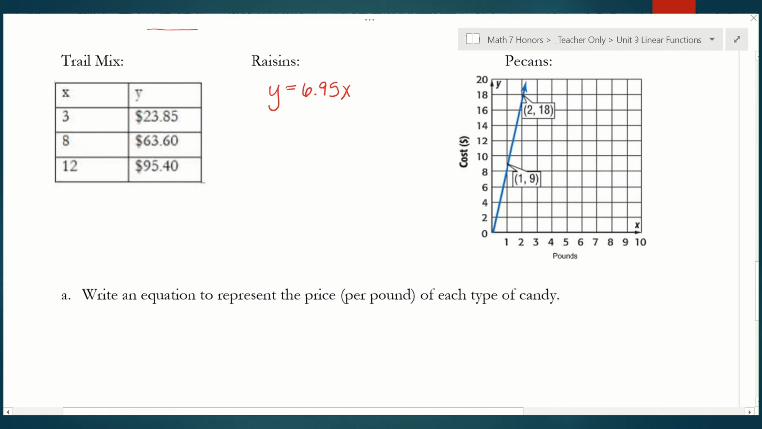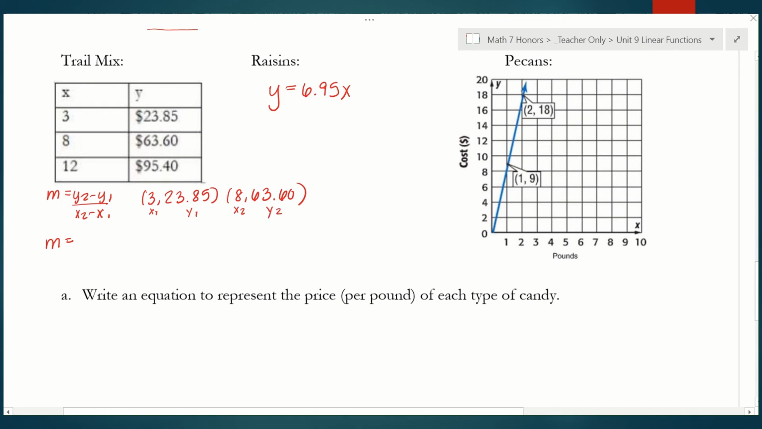So when that happens, this is where you want to use your slope formula to figure out your slope, because there isn't a constant rate of change that we can see. I'm going to choose to use the first 2 points here, so 3, 2385 and 8, 6360. So I'll write that right here. Okay, so those are the 2 points that I'm choosing to use. And I'm going to call that my first point and this my second point.